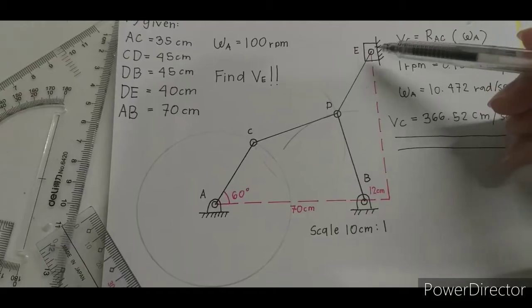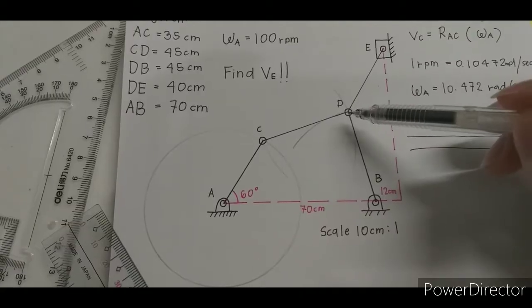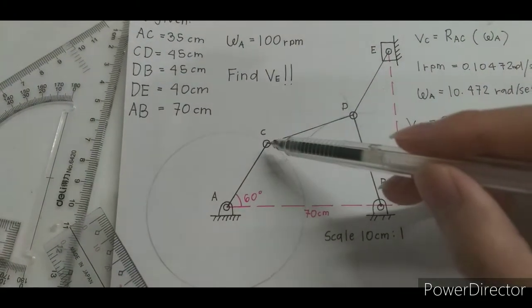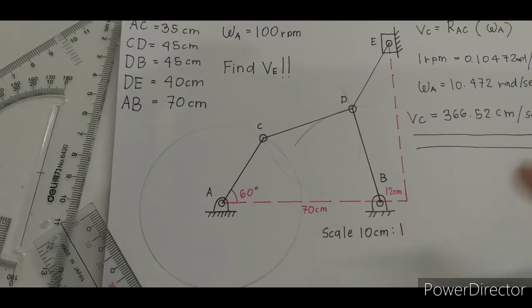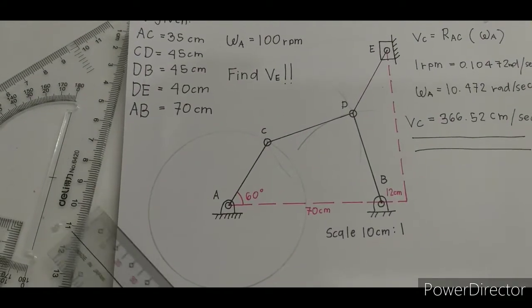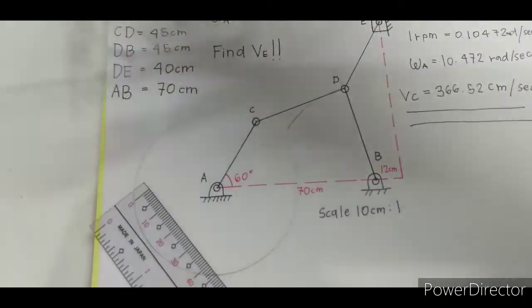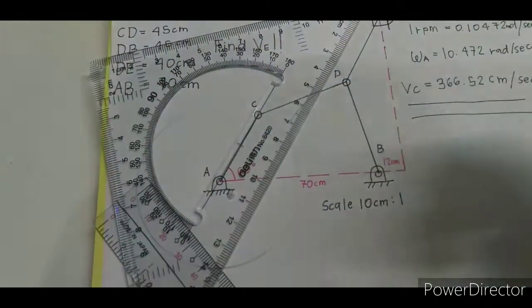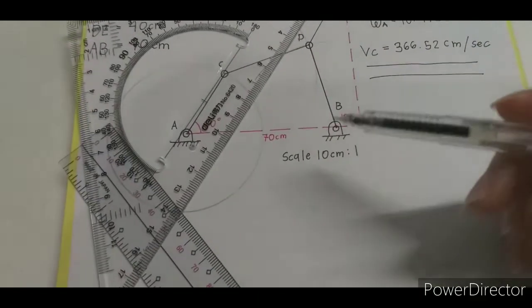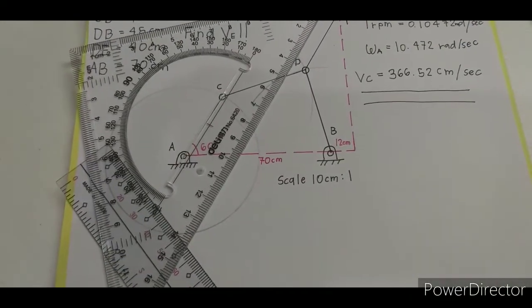So in order to find the instantaneous velocity at E, we must know first the velocity at D, and we also need to know the velocity at C. So now that we have the numerical value for the velocity at C, we need to convert that into a line that we will use. So first things first, we're gonna make a line that is perpendicular to AC, and then we're gonna capture that angle and project it here, and then we're gonna redraw this numerical value as a line. So let us do that.